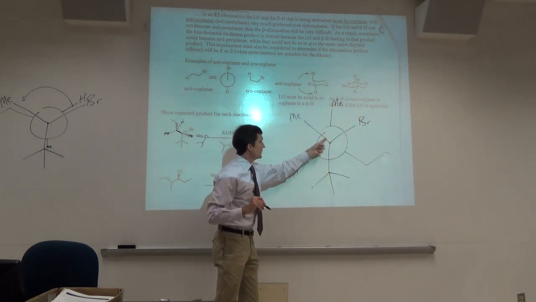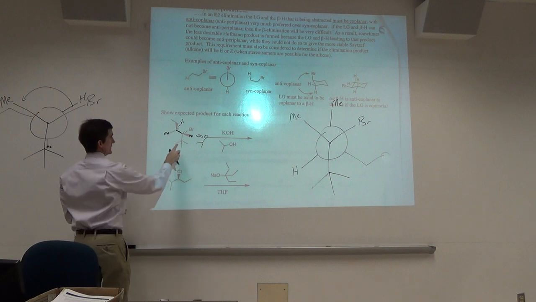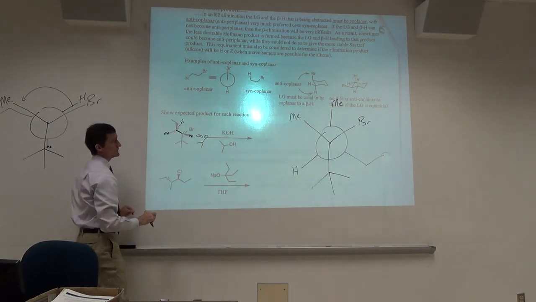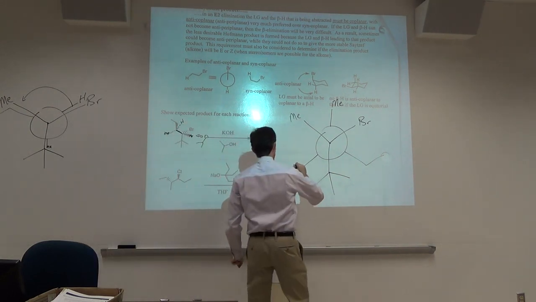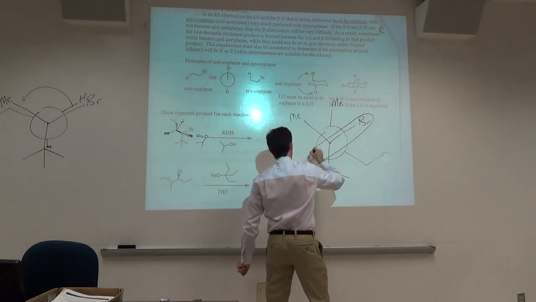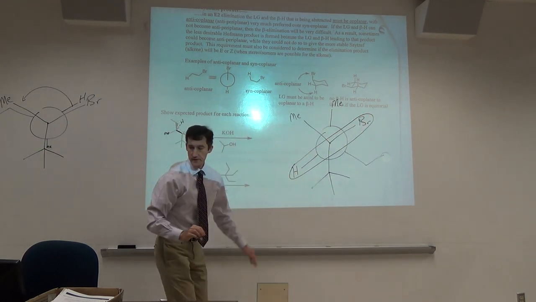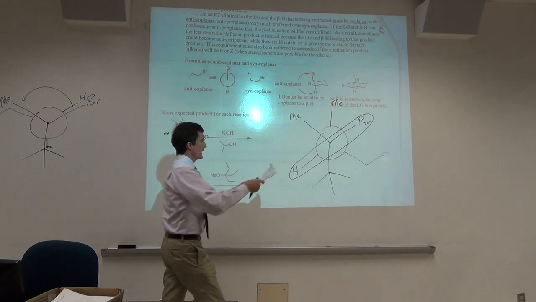Got one methyl on the front carbon, one methyl on the back carbon. Front carbon, back carbon. Now look at this plane. Now the H and the leaving group, that's a plane right through there. It's a plane of paper.